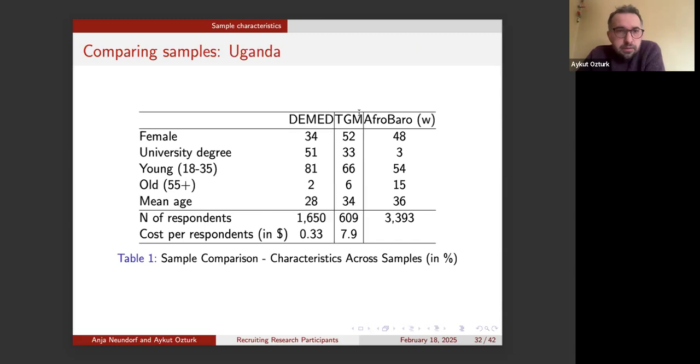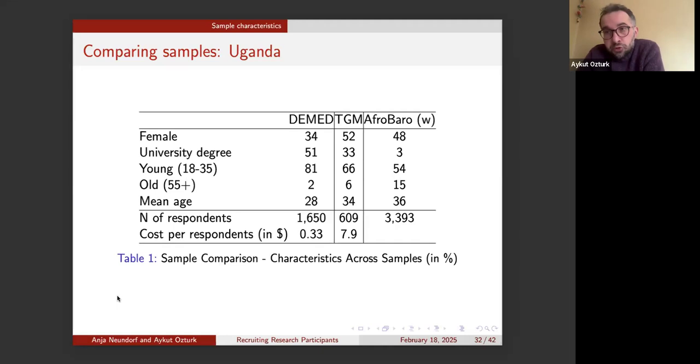Okay, on the screen, you see the results for Uganda. Here it is Afrobarometer results, which we can take as demonstrating population benchmarks. On the left, you see DMET results for these categories, DMET proportions, and in the middle, you see TGM, the survey company's results. Now, you can see that both our sample and TGM sample are very far away from the population benchmark in terms of university degree.